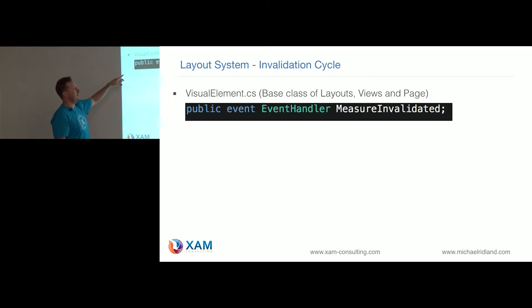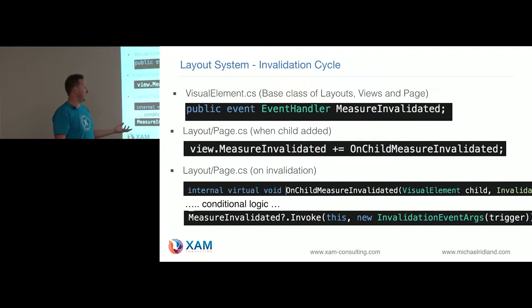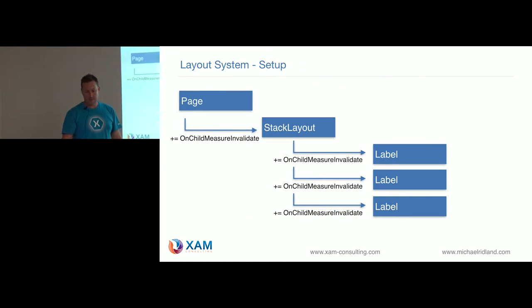So this is the Xamarin.Forms code base. Like I said, you will never have to even see this or worry about it really. The visual element, which is the base class of the layouts, views and pages, all have an event handler, measure invalidated. Every time a child is added to a layout or a page, the onChild measure invalidated event is subscribed to by its parent layout or page. When a child element size is invalidated, this method gets called. There is conditional logic here, and then it actually calls its own event, which will then bubble up to its parent.